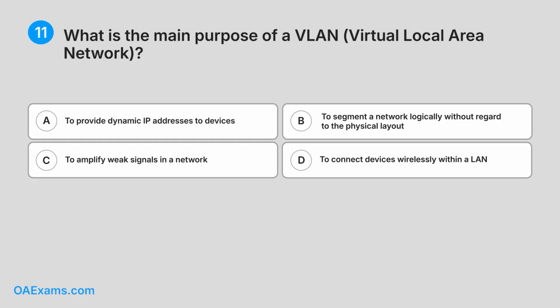A. To provide dynamic IP addresses to devices. B. To segment a network logically, without regard to the physical layout. C. To amplify weak signals in a network. D. To connect devices wirelessly within a LAN. Do you know the answer?